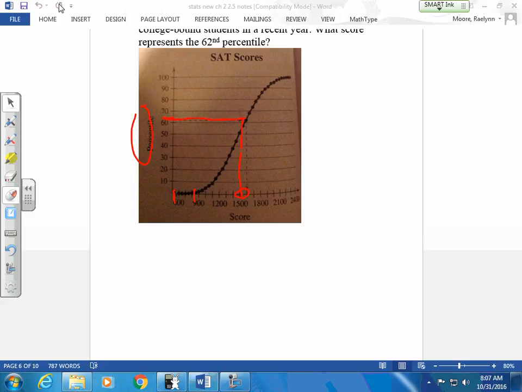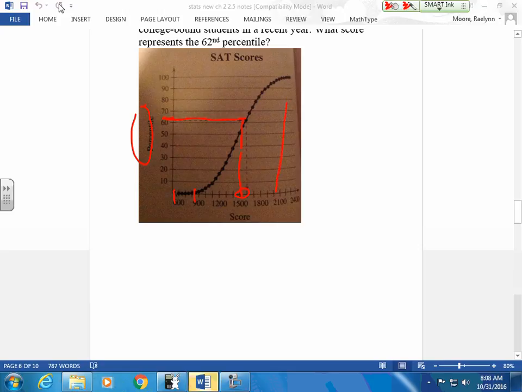You can also reverse this. You can go the opposite way. You can be given a score, say for instance 2100, and ask what percentile does that fall in. So kind of walk it across, and it's very close to the 100. Maybe that's the 99th percentile. You can do it the other way on this graph as well. An ogive is built to keep growing. So it's just accumulating all the scores before it.